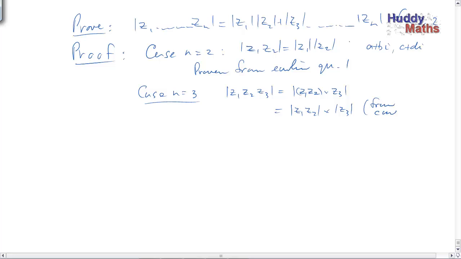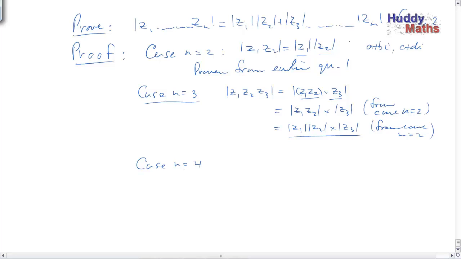We're showing that if it works for 2 up here, and you can split them, we'll think of this 3-term one as a product of 2, and then we will split it again, modulus of Z1 by modulus of Z2 by modulus of Z3, and that's from case n equals 2 as well. Okay, n equals 2. Let's do case n equals 3.